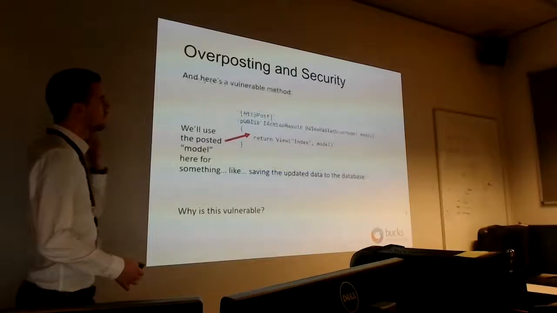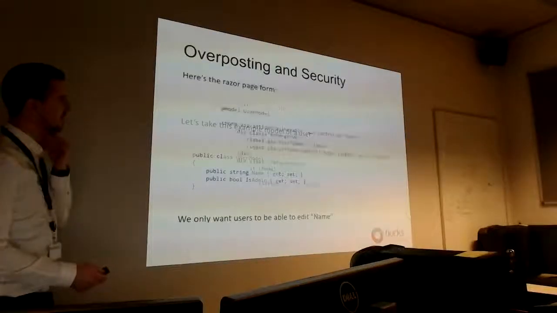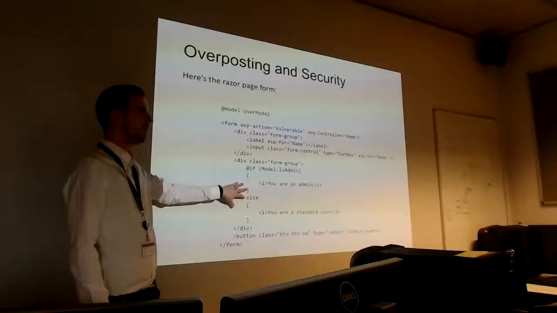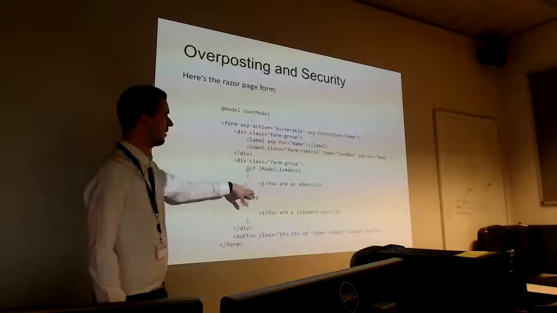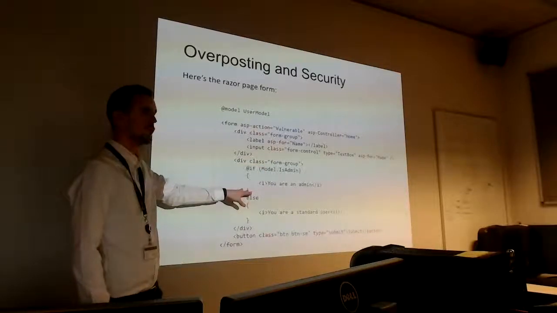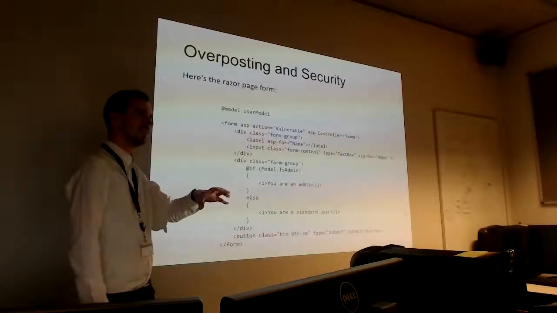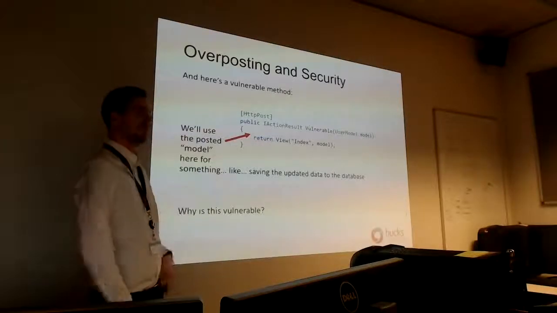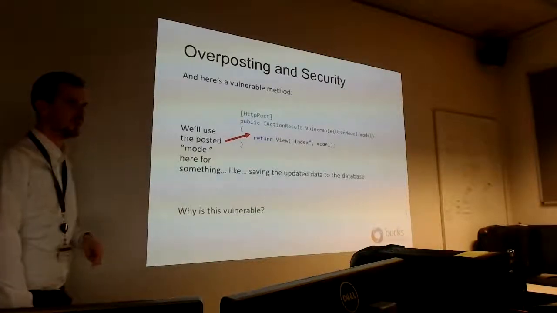So going back to this HTML here, you could right-click, inspect element, start messing with the HTML. You can add your own little hidden field: input type equals hidden, name equals is admin, value equals true. Hit submit, and you've just submitted the is admin attribute as true. And this method will say, fine by me, and it'll go and update the model. You've just turned yourself into an admin.